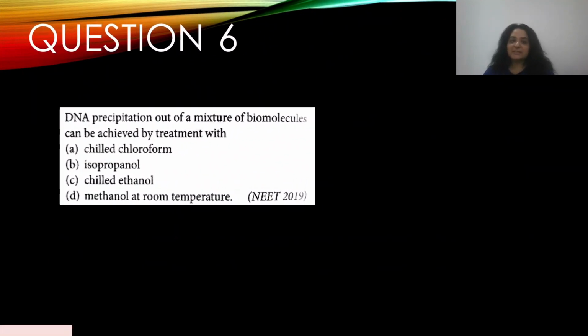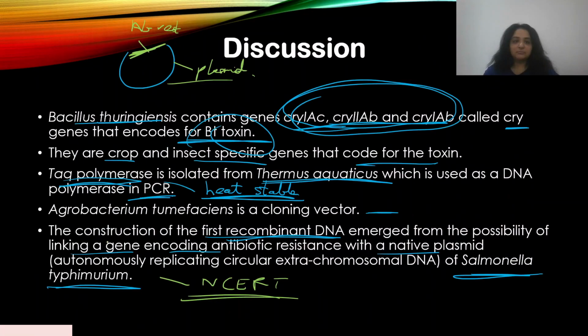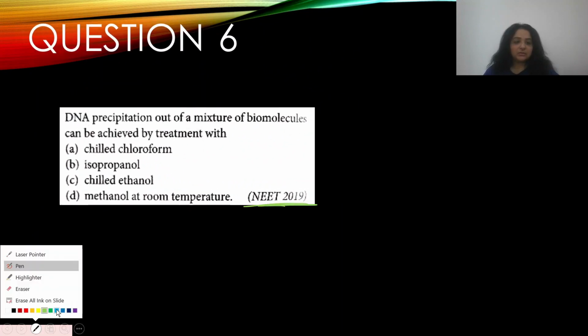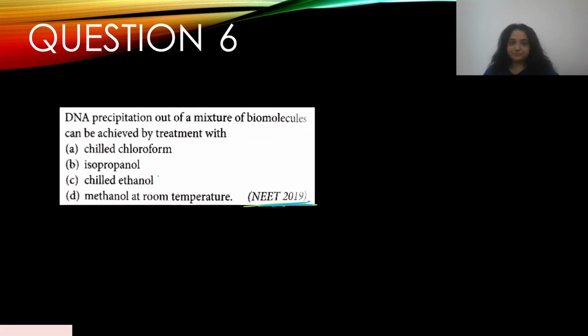All right, question number 6. DNA precipitation out of a mixture of biomolecules can be achieved by treatment with, this appeared in NEET 2019. Okay, so this A chilled chloroform, B isopropanol, C chilled ethanol, D methanol at room temperature.